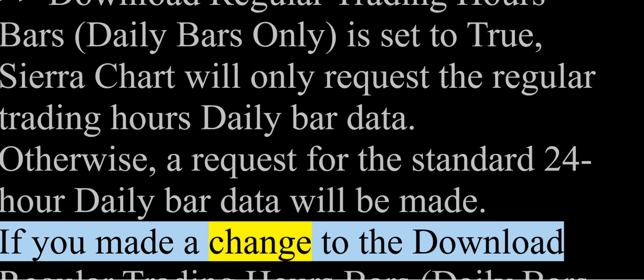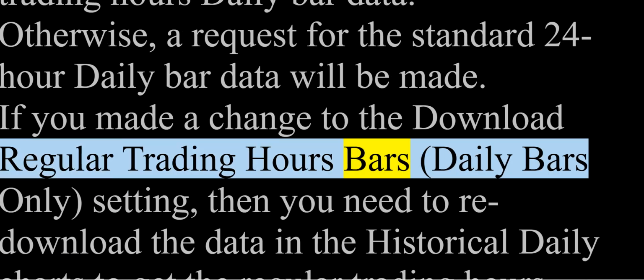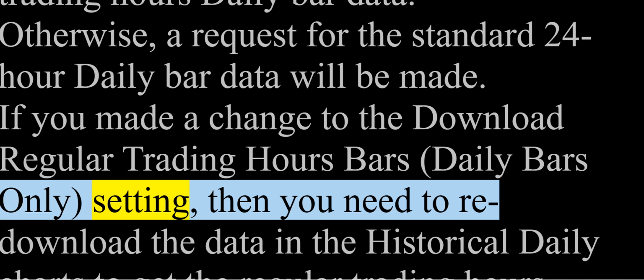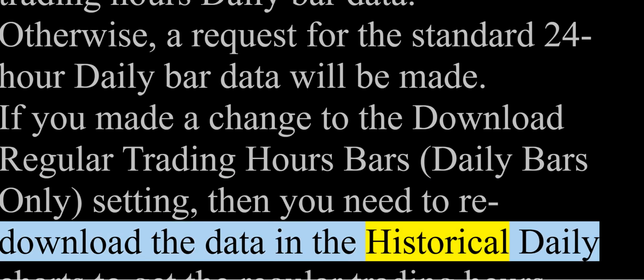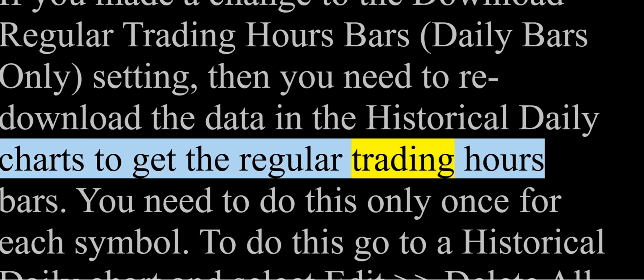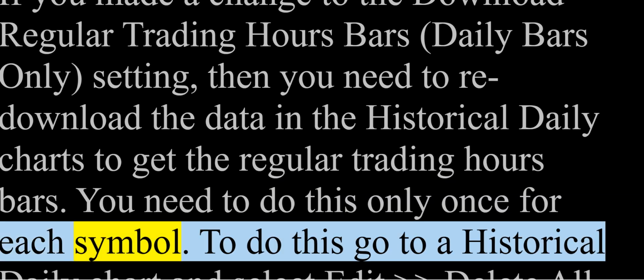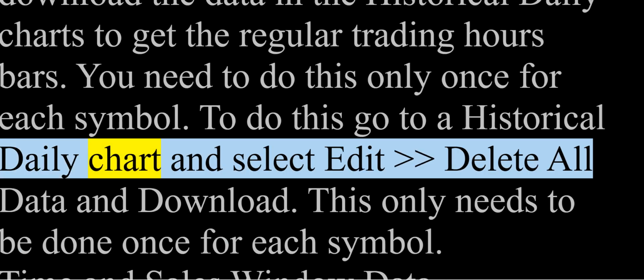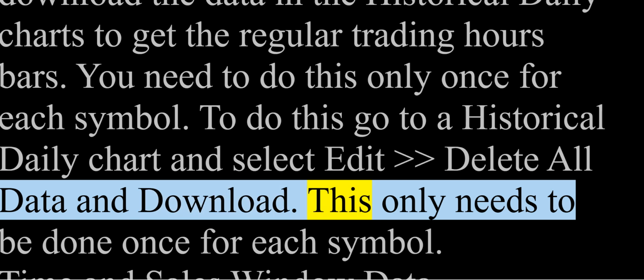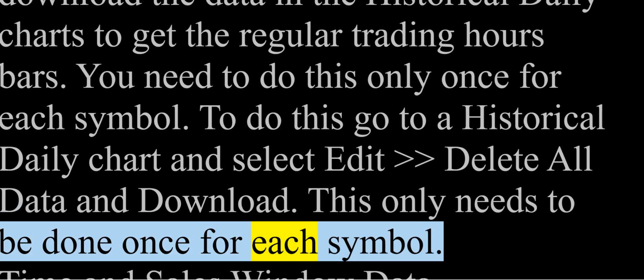If you made a change to the Download Regular Trading Hours Bars, Daily Bars Only setting, then you need to re-download the data in the historical daily charts to get the regular trading hours bars. You need to do this only once for each symbol. To do this, go to a historical daily chart and select Edit, Delete All Data and Download. This only needs to be done once for each symbol.